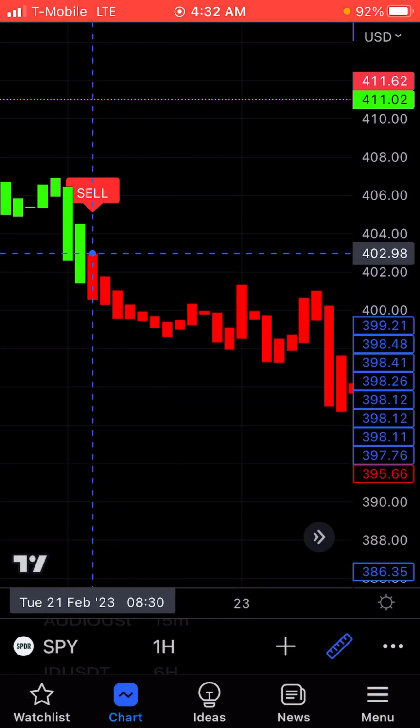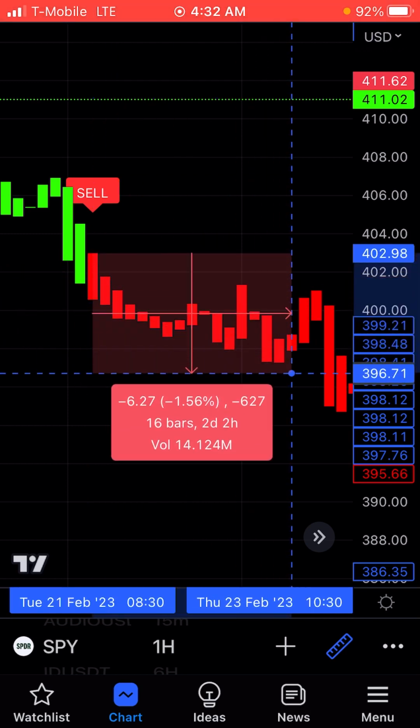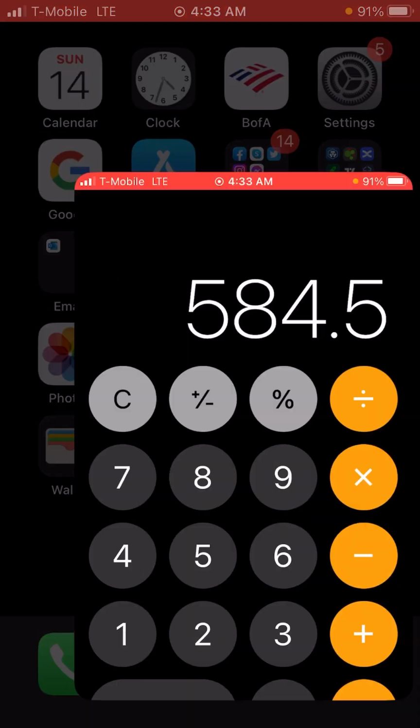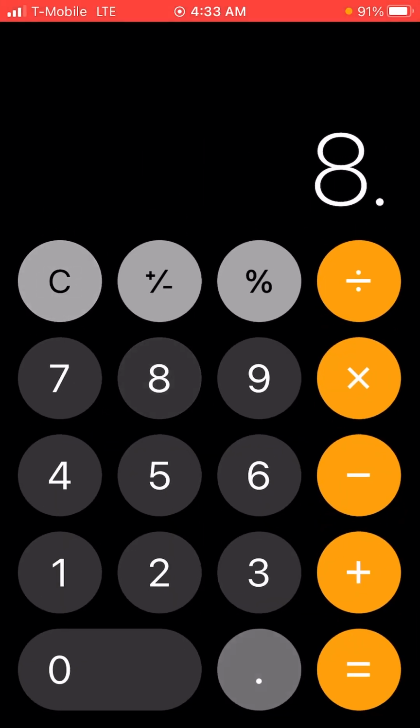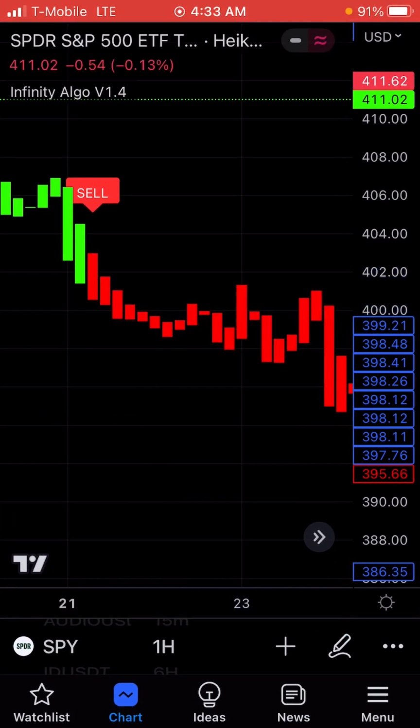So then we got the sell indicator here. There's no take profit indicator, but if you did ride this out, this would have been 3 days away. This would have been a 3-day wait, and that's an $8 difference in price. It was 8.15, so that was about $400 right there.